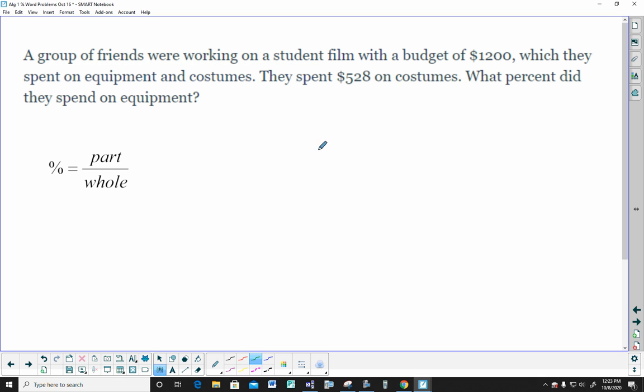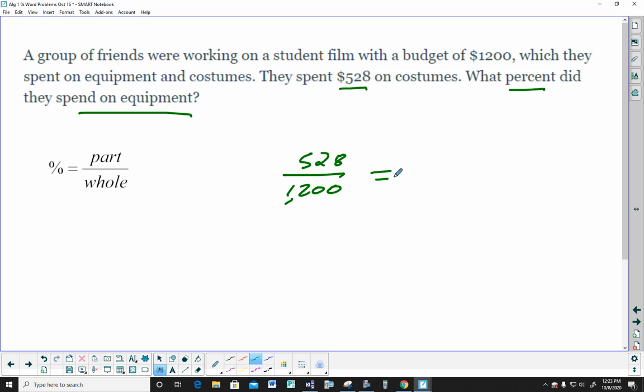Again, I apologize this is so long. Here goes. A group of friends were working on a student film with a budget of $1,200. So again, that's the whole. $1,200 is your whole. That's all of it. They spent this much on costumes. What percent did they spend on equipment? So be careful. Okay?